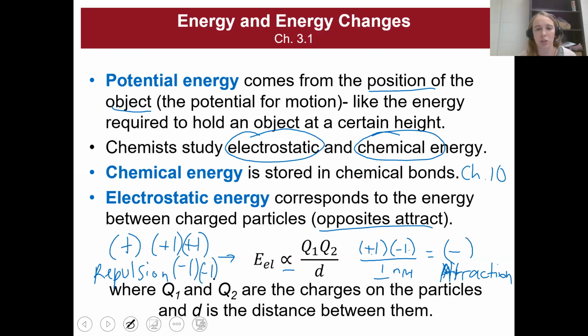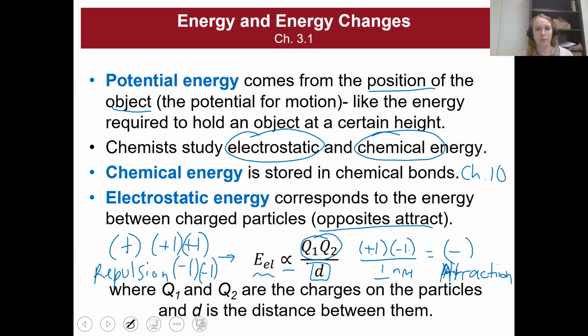So as you can see, it's the product of the charges. So the bigger the magnitude of the charges, the bigger the energy, whether it's positive or negative, because two bigger things multiplied by each other equals a bigger product. And it's inversely related to the distance. So as the distance increases, the energy required to hold those particles apart from each other goes down. So when Q goes up, E goes up. When D goes up, E goes down.